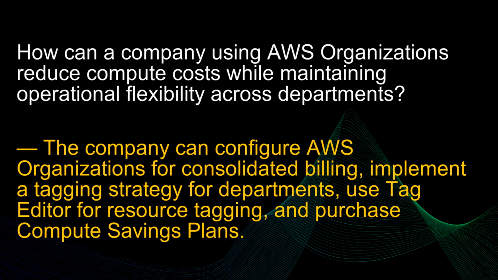How can a company using AWS Organizations reduce compute costs while maintaining operational flexibility across departments? The company can configure AWS Organizations for consolidated billing, implement a tagging strategy for departments, use Tag Editor for resource tagging, and purchase compute Savings Plans.